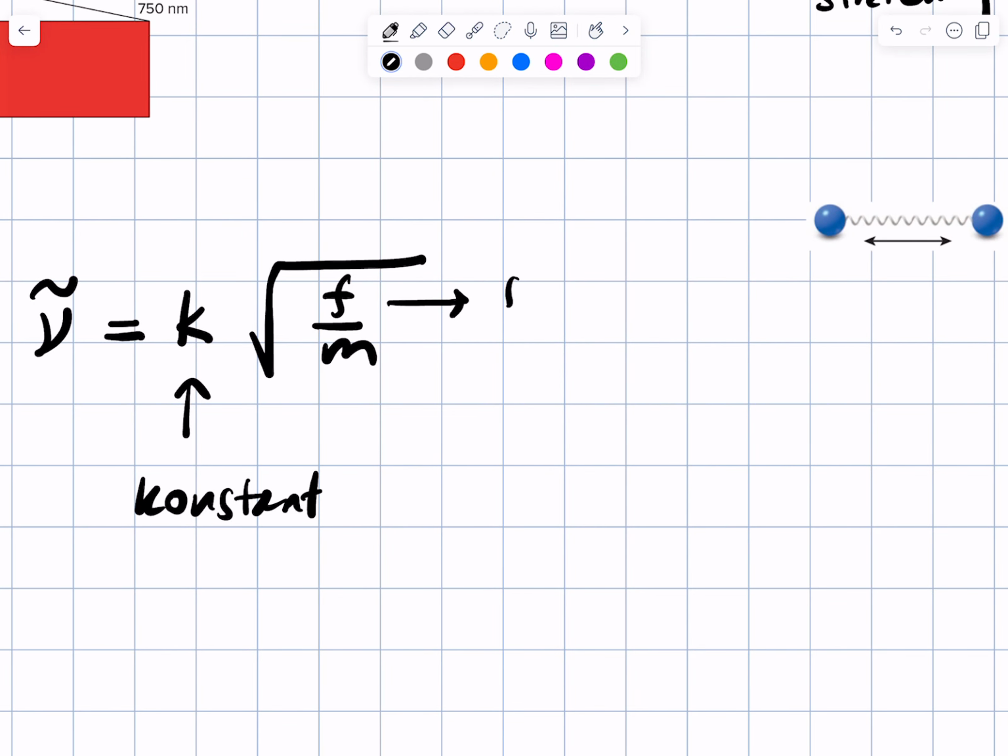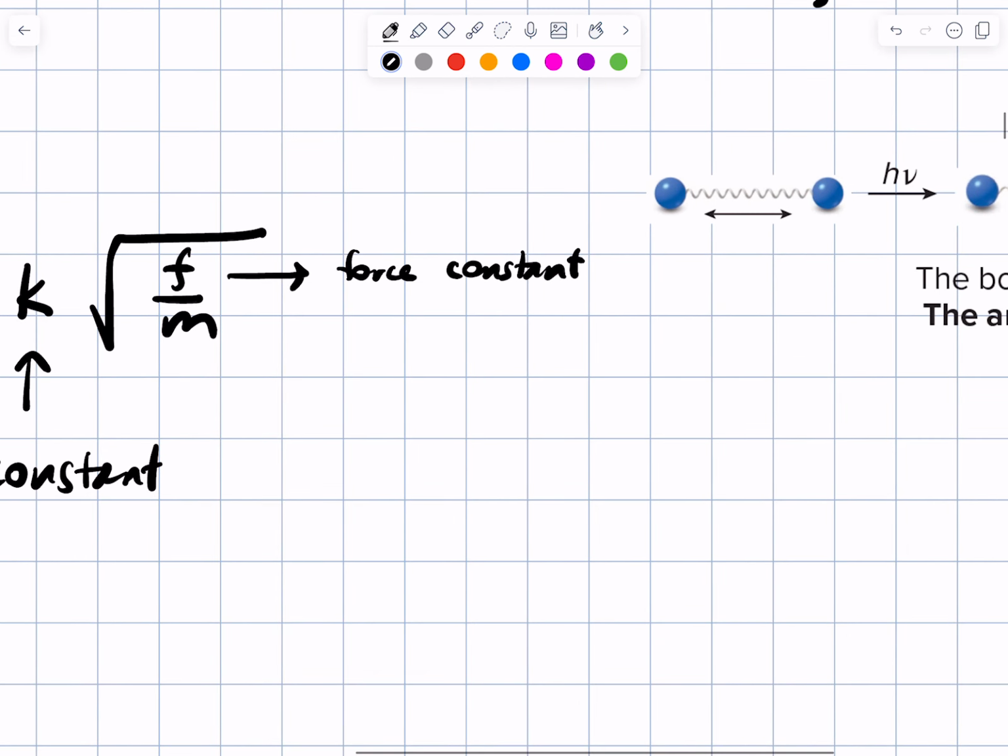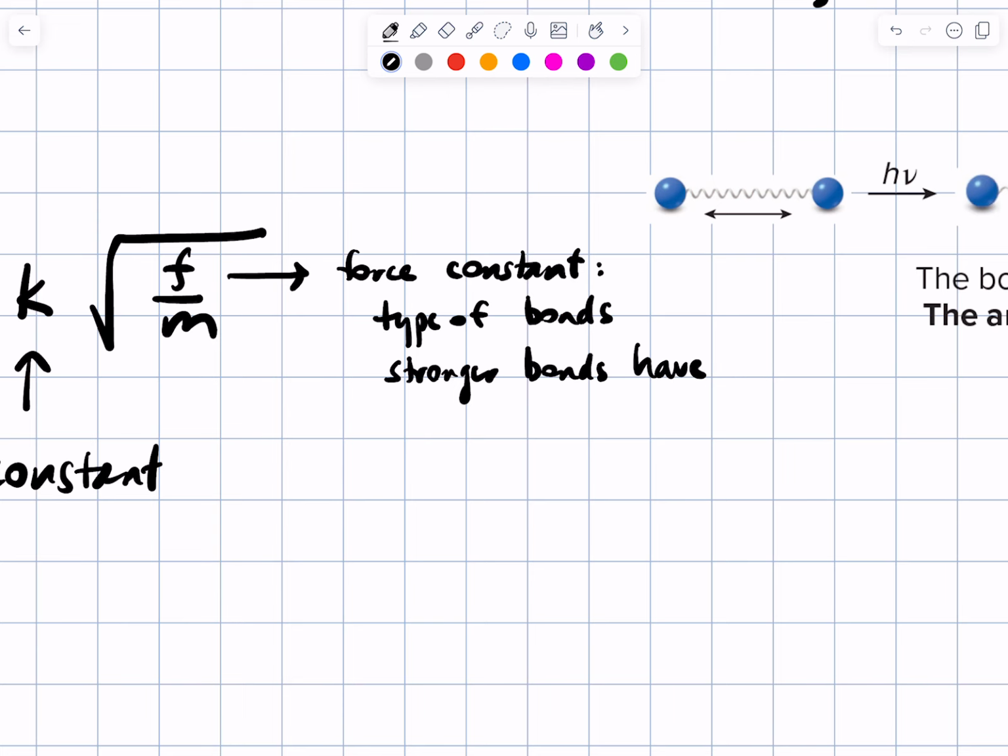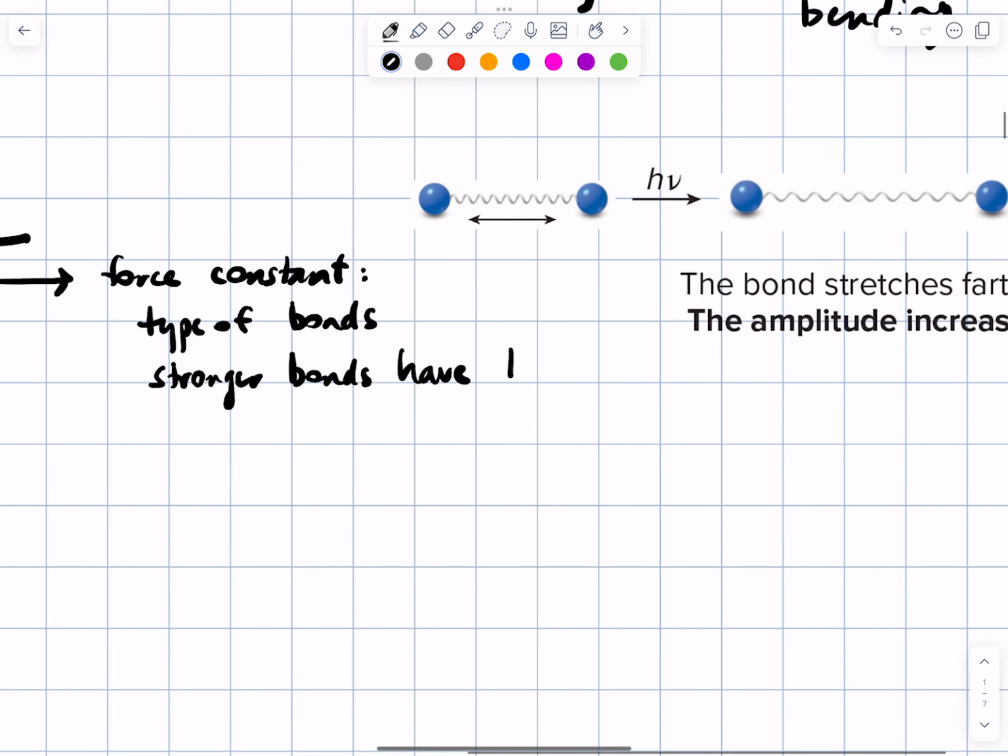F is a force constant. And there are two sort of important points here. This is going to depend on the type of bond. Different bonds will have different kinds of force constants. So a couple of different principles. Stronger bonds will have larger force constants, and therefore they will have higher frequencies that they undergo their transitions at.